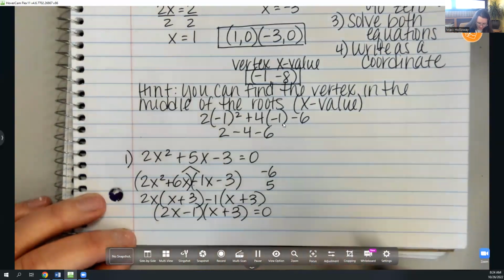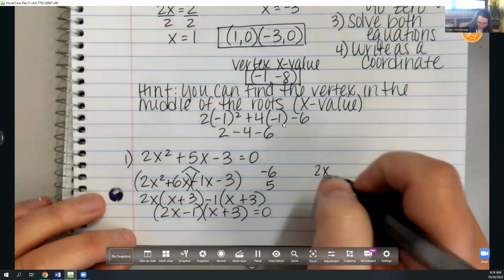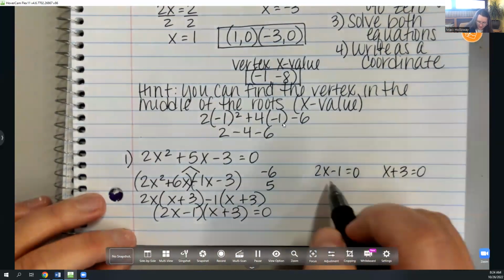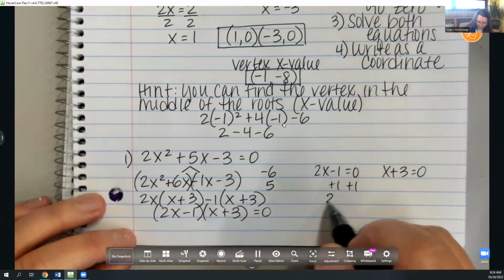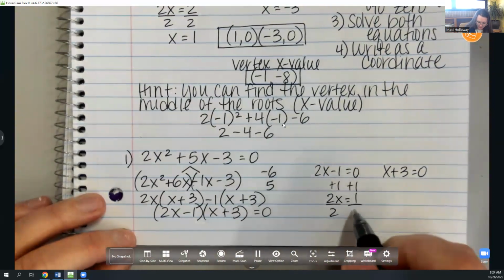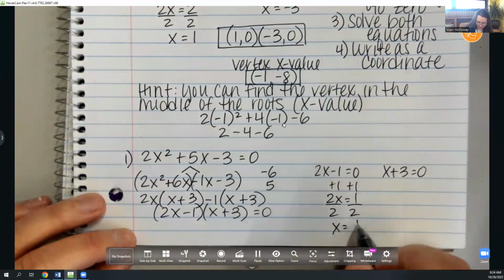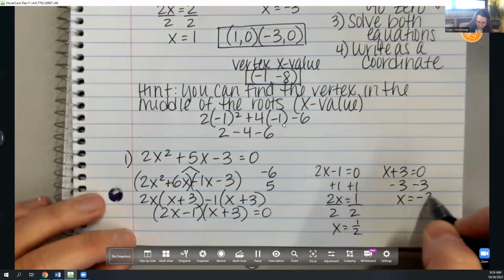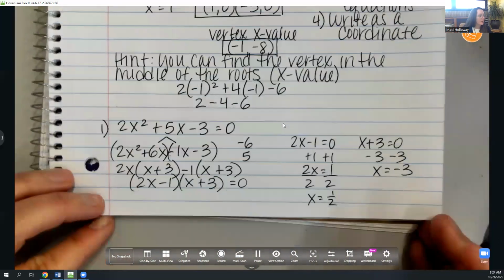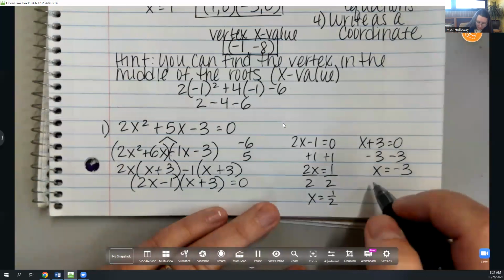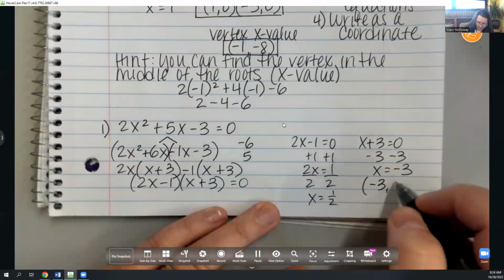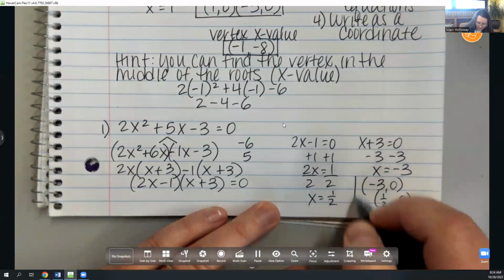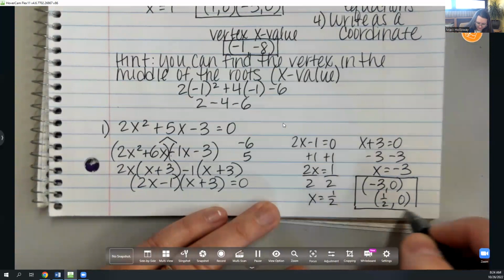They equal 0. So I'm going to separate them. 2x minus 1 equals 0. And x plus 3 equals 0. Solve for this one by adding 1. 2x equals 1, divided by 2. I'm running out of room. And x equals 1/2. Subtract 3 here. And x equals negative 3. So my solutions are the points, right? So when y is 0, x is negative 3. When y is 0, x is 1/2. So these are my roots right here.